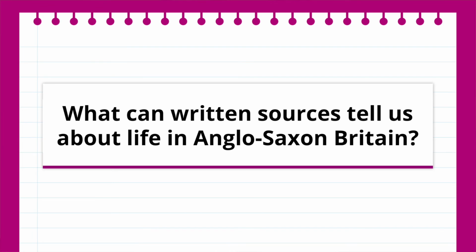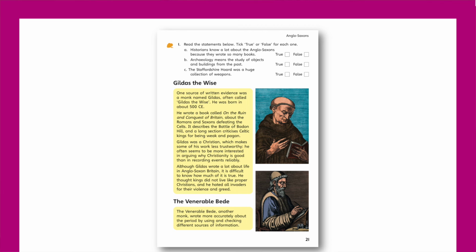Lesson 4 asks, what can written sources tell us about life in Anglo-Saxon Britain? Most people in Britain could not read or write during this period. As a result, we have very little written source material from the Anglo-Saxon period, so it's often known as the Dark Ages. However, there are a few key sources, including the writings of Gildas and the Venerable Bede, who were 2 monks, as well as the Anglo-Saxon Chronicle, which was compiled towards the end of the period. Pupils will have the opportunity to consider the reliability of this material.